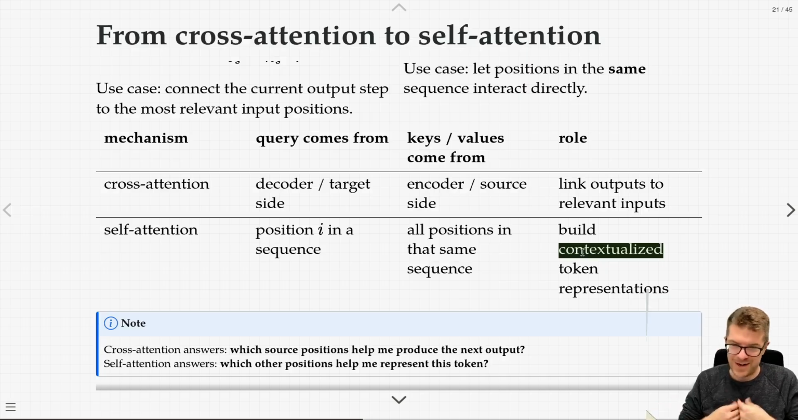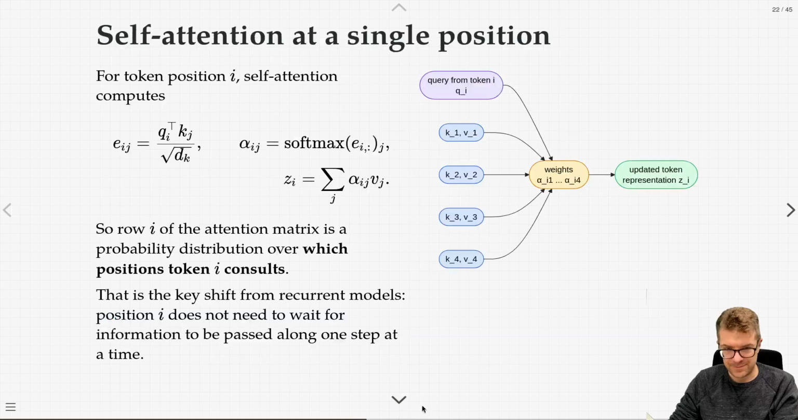The person speaking right now is a word. So cross-attention answers, what source positions help me right now when I'm producing my output? Self-attention says, what do my neighbors tell me about myself? So self-attention has all of the same kind of hallmarks we saw a moment ago.